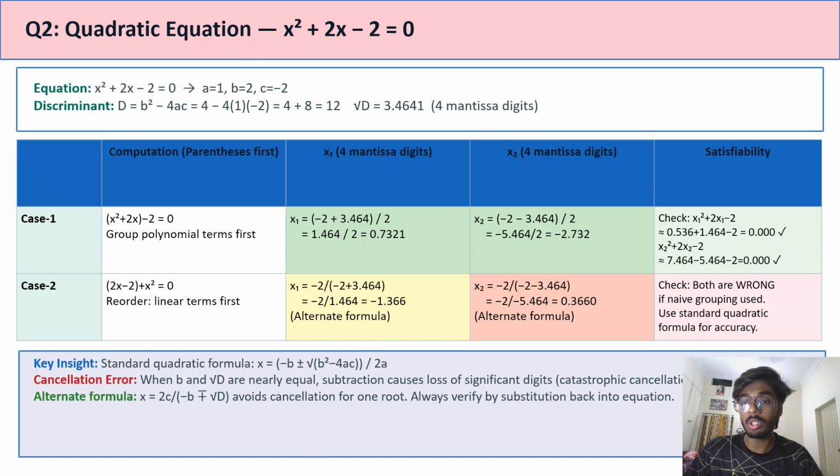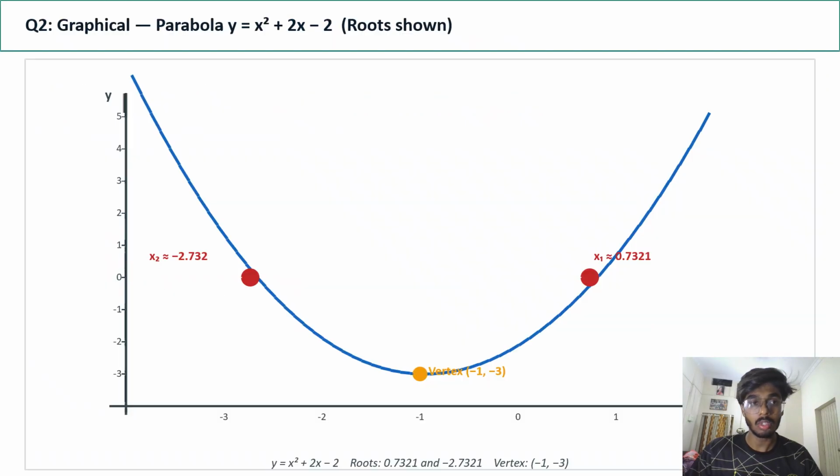We have checked both the roots, and we found that with the alternative, reordered formula, we are losing accuracy over the equation and end up getting a wrong answer. This is called catastrophic cancellation. Here we can see the graphical representation of the roots for the same equation shown in the graph.